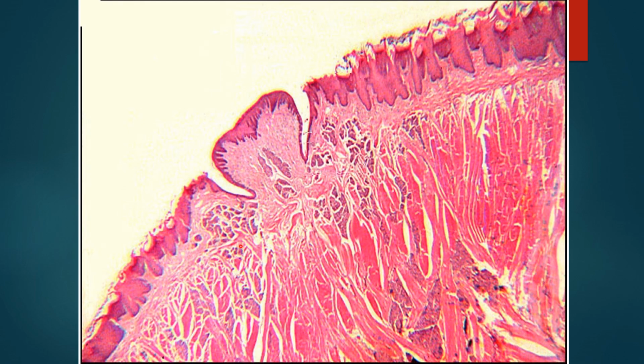Another very beautiful histological slide of the tongue. Here you can appreciate the circumvallate papilla, the filiform papillae are present, and the von Ebner glands are present. These are the trenches, and here you can appreciate the skeletal muscles which are running in different directions.